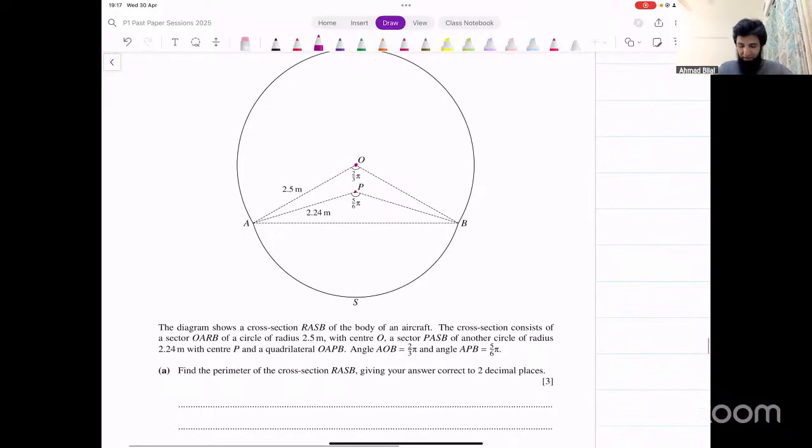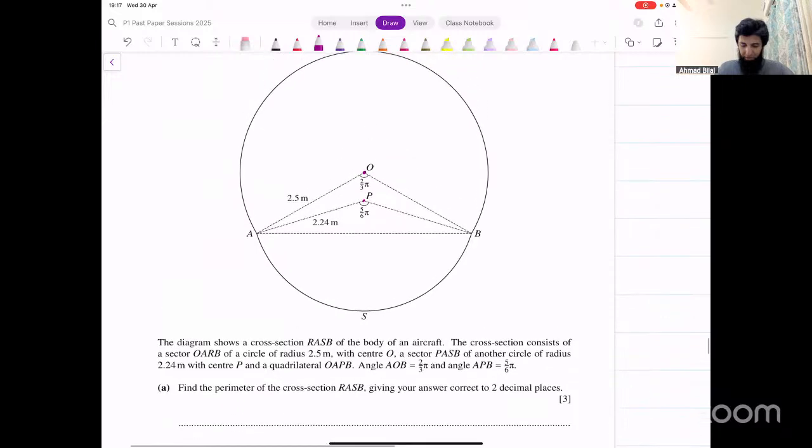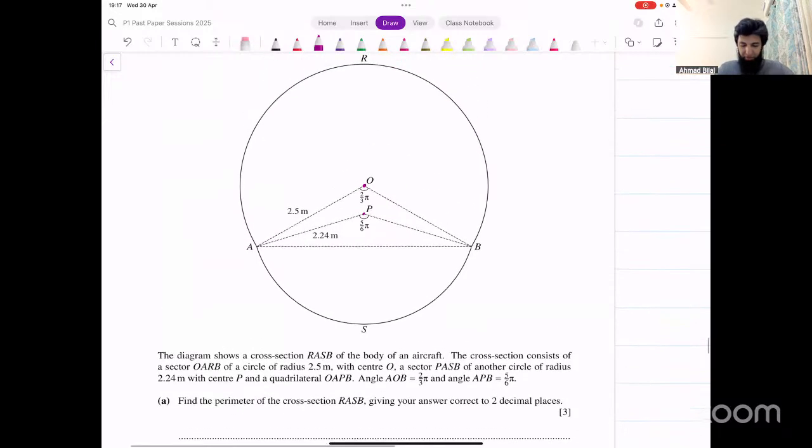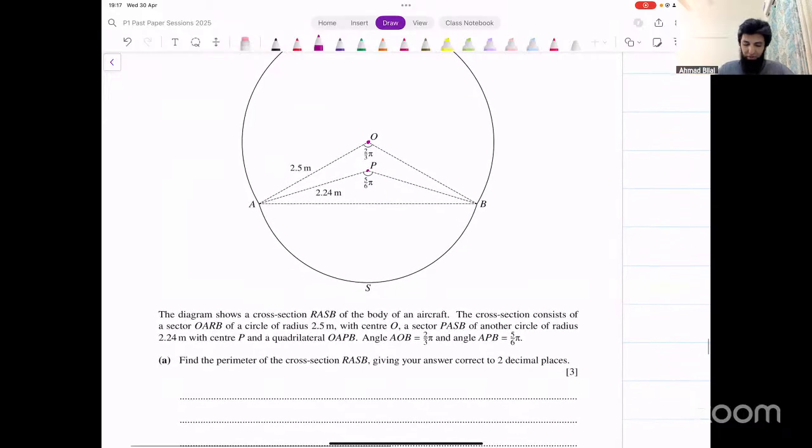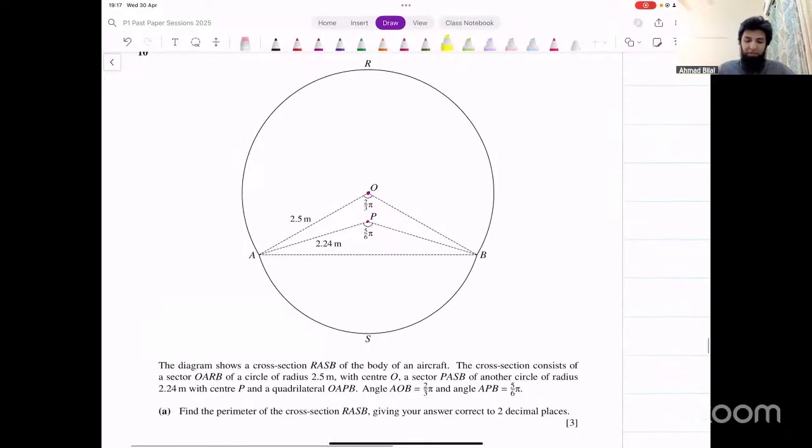It does not look that difficult. Maybe the figure first up is a bit scary, but you've got all the information given, so it should not take that long. It says find the perimeter of the cross section, giving an answer correct to 2 decimal places. Perimeter means the outer boundary. Now, what's the outer boundary? You've got this arc length here, and you've got this arc length here. All we have to do is just add these two lengths.